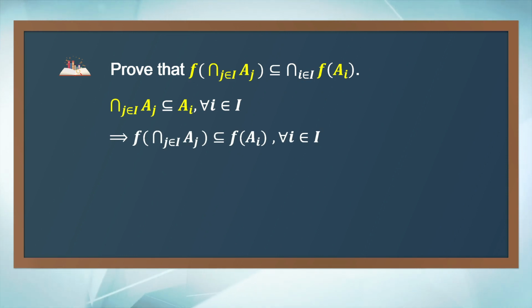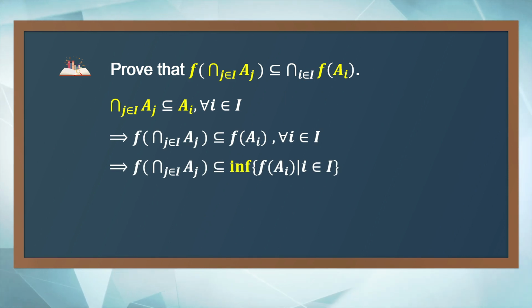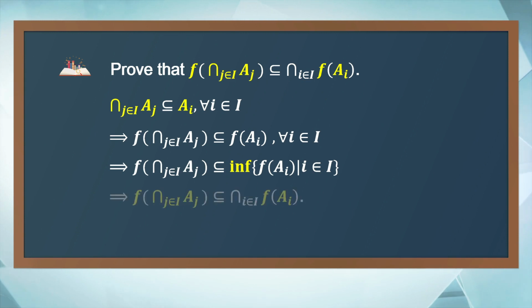The lower bound is a subset of the greatest lower bound, which is the infimum. So the image of the intersection is a subset of the infimum of these images. What is the infimum of these images? The intersection. So the image of the intersection is a subset of the intersection of these images. This completes the proof. Next, theorem 4.